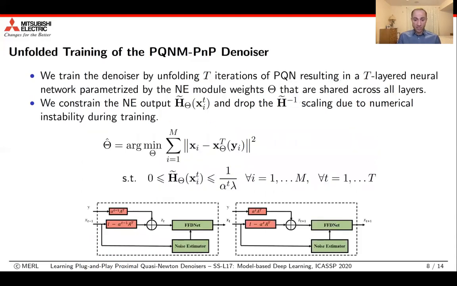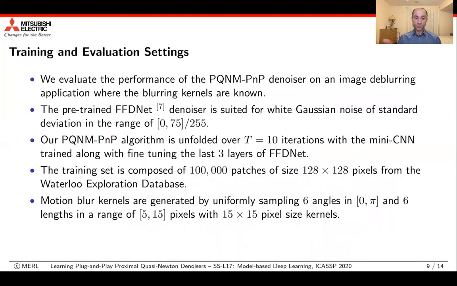Now, in order to train such a model, what we do is we unfold the proximal quasi-Newton iterations. And in this case, we actually drop the H inverse from the computation of Z. And that's because we found that the training was numerically unstable because we're computing element-wise inverses in the training. So we dropped that part, but then we kept the diagonal scaling in the proximal operator, specifically in the denoiser. And we unfolded the iterations into T iterations, and then we only used a small training data set to compute the noise estimator parameters, which are tied over all T iterations.